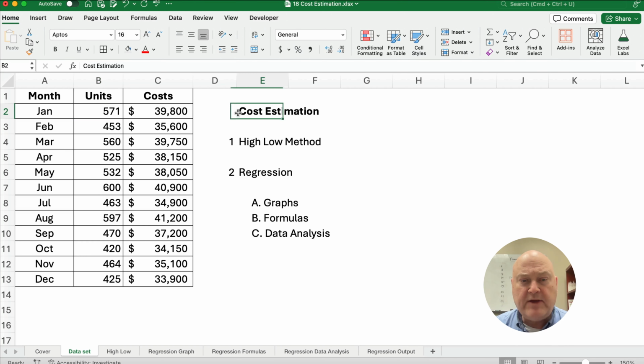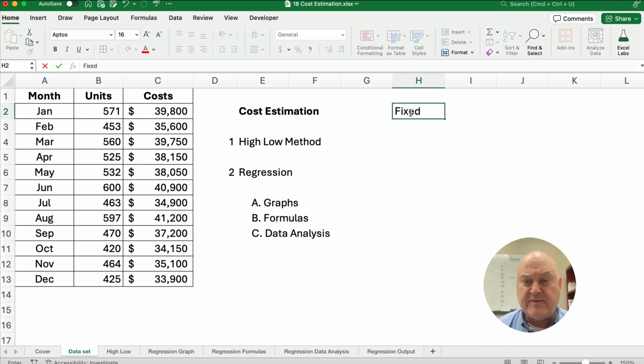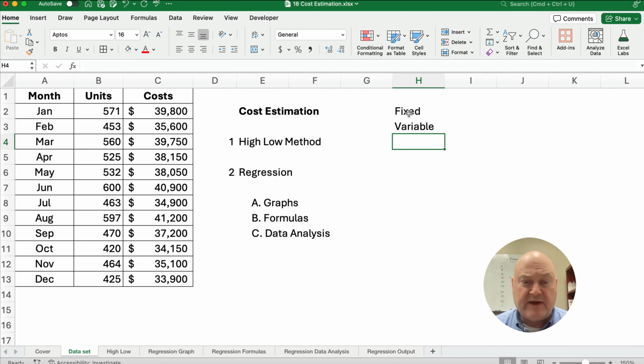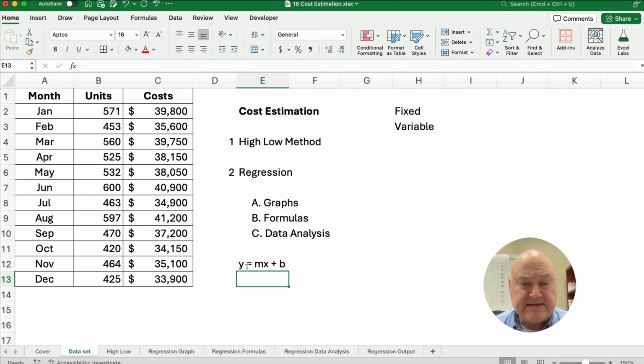Now, the way we can estimate, we're trying to figure out how much is going to be fixed versus how much is going to be variable. And we're going to come up with a cost formula, and the cost formula would be something like y equals mx plus b. Now, the y is the total cost, m is the slope of the line, or that's the variable cost per unit, the x is the number of units, and b is going to be our fixed cost.